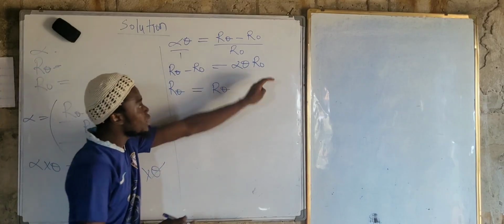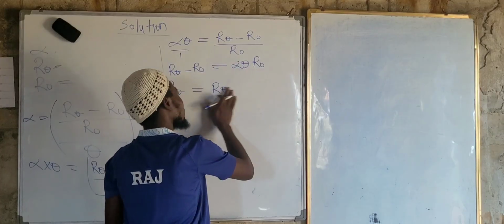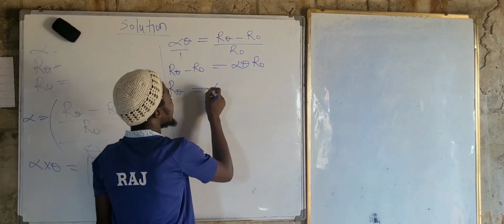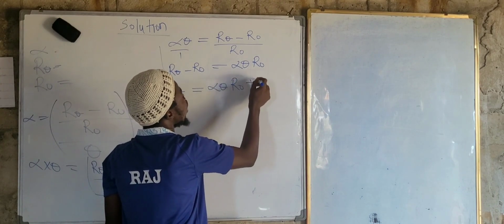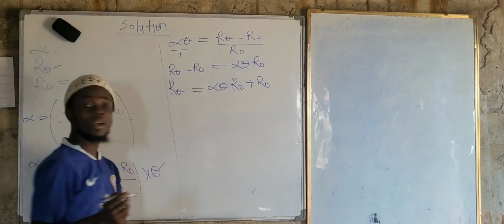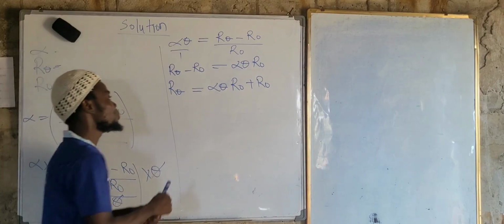So we have alpha theta R0 here, plus R0. Simple and straightforward, right? It's the same thing because of commutativity, irrespective of the arrangement, as long as we are multiplying or adding.